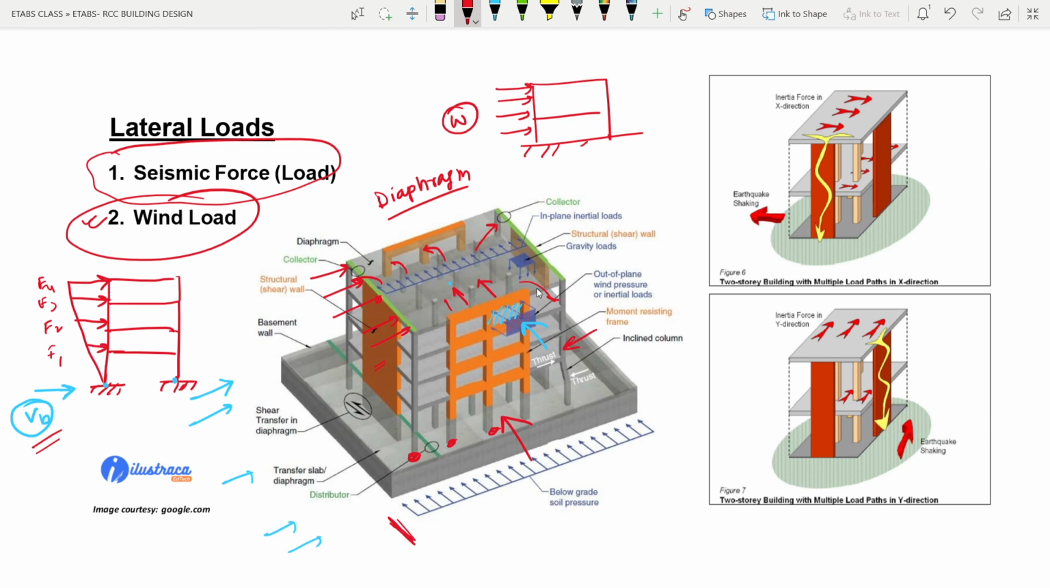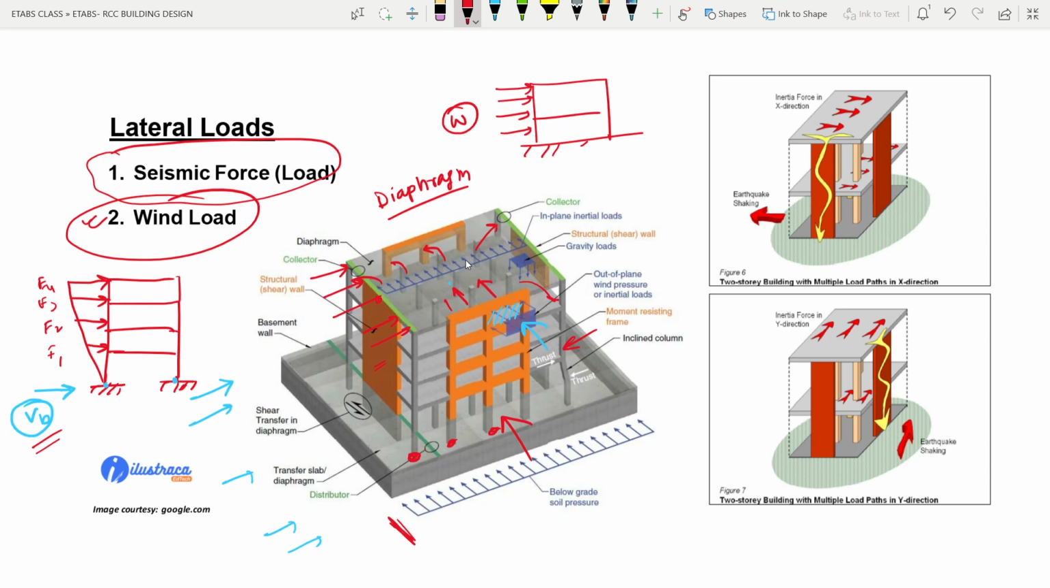So again, when we are talking about seismic force or seismic load, the slab is transferring the load to the columns, the vertical members. This act of the slab transferring the lateral loads to the vertical members is called diaphragm action, and that's why we call the RCC slab our diaphragm, right? We will discuss the diaphragm in a later stage.